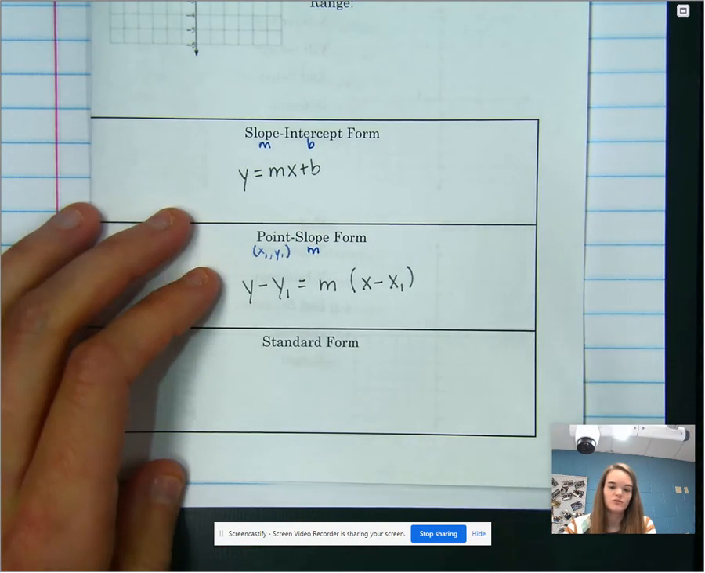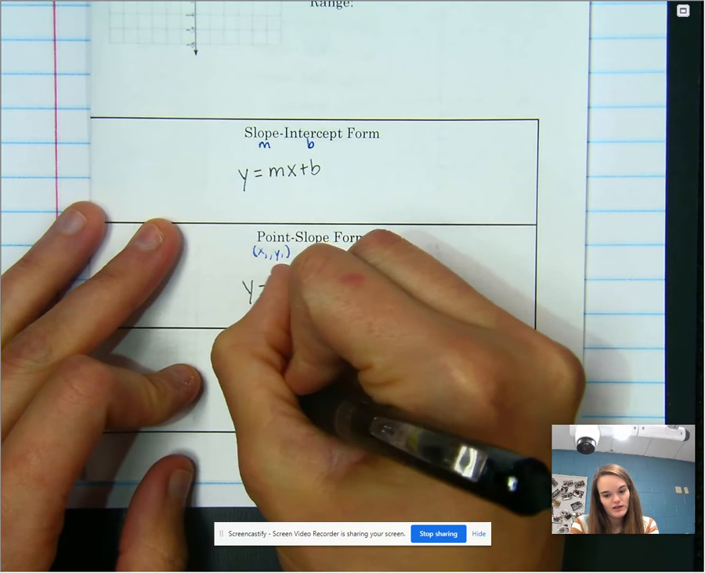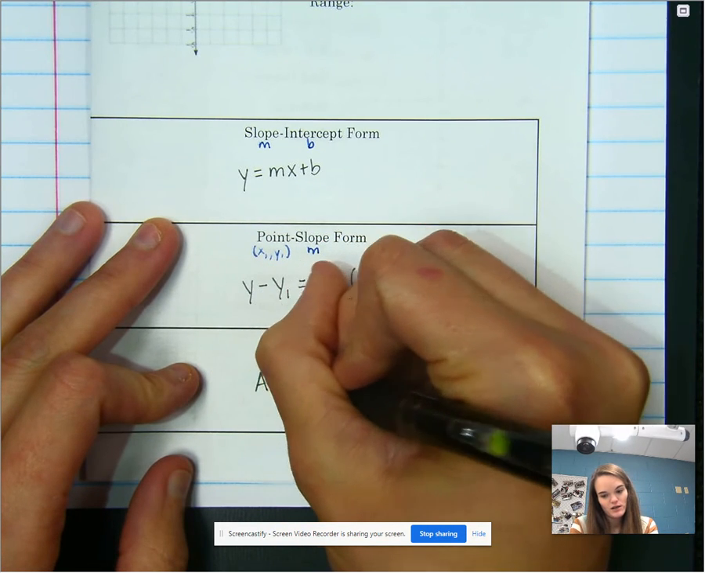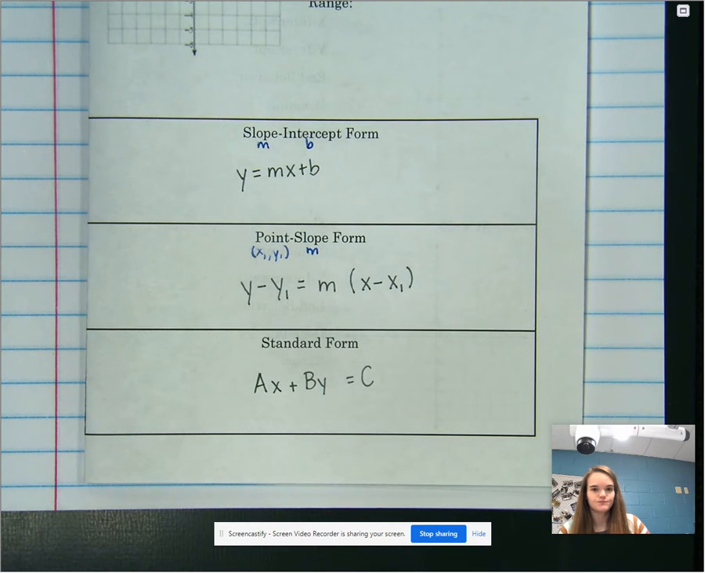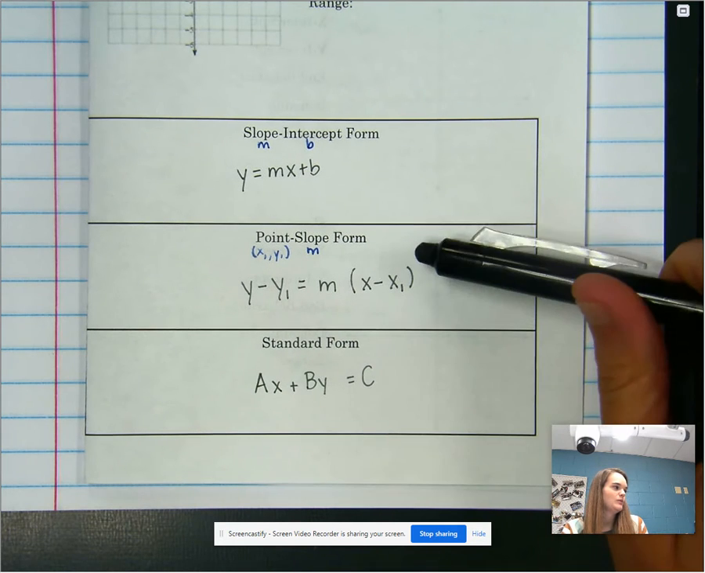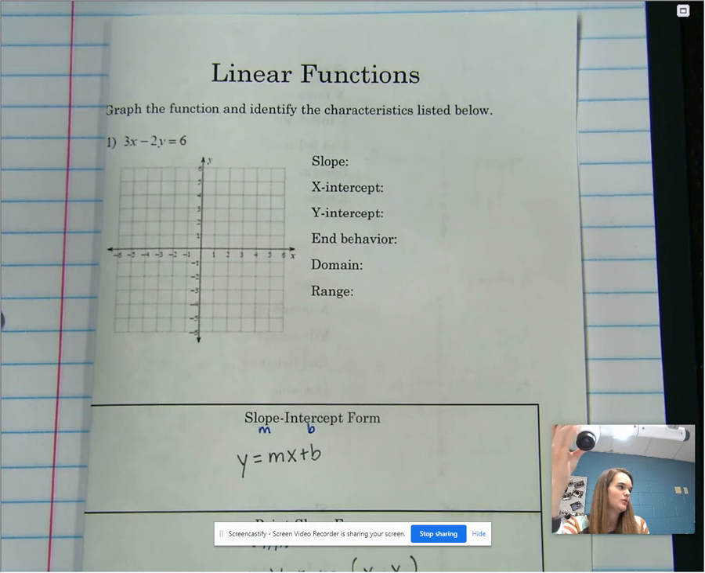And then standard form is not something special like this. Standard form is ax plus by equals c, where a, b, and c are whole numbers. Okay, so we are going to learn how to graph things in standard form first, then we will move on to point-slope form. Okay, number one is in standard form.